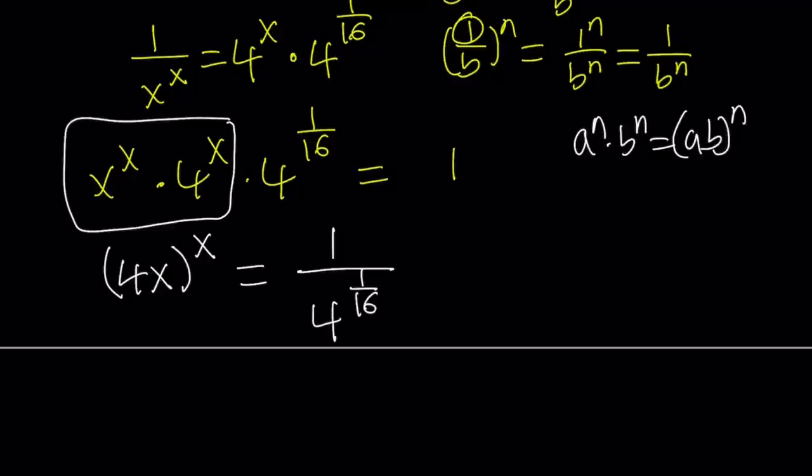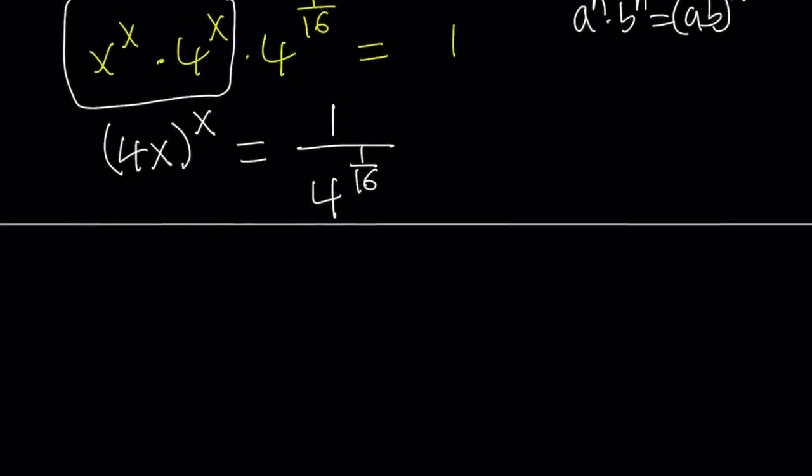All right, great. So what should I do with this? 4^(1/16), but that's reversed. So we can write it as 4^(-1/16). A negative exponent indicates that it's the reciprocal of something with a positive exponent. Make sense? Great. So now we're going to manipulate this a little bit more, but let's rewrite the final equation.